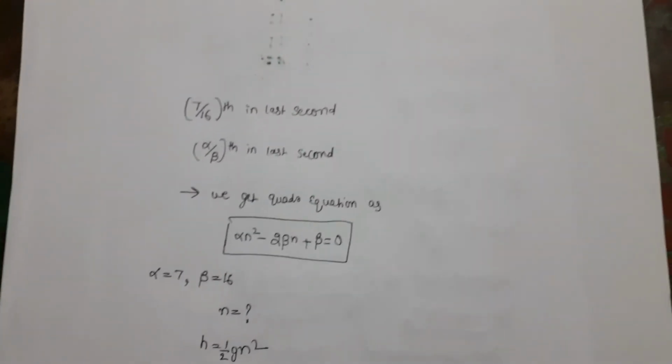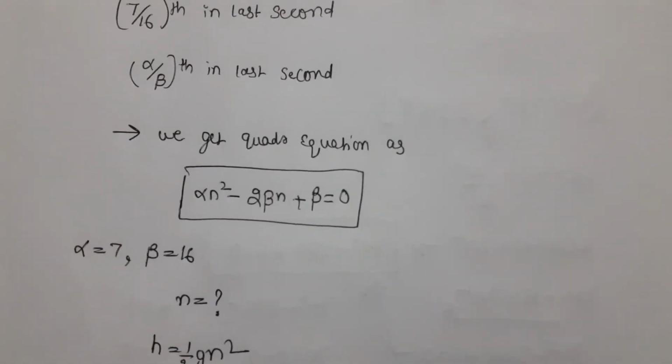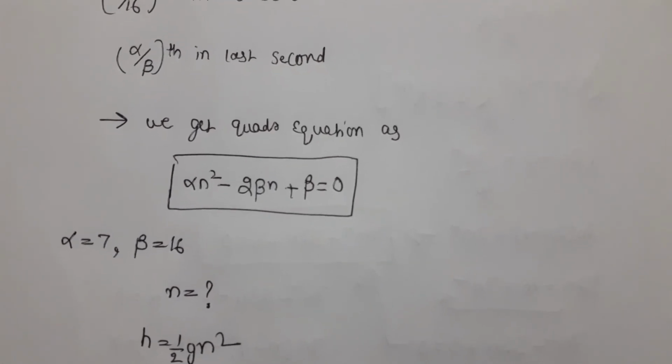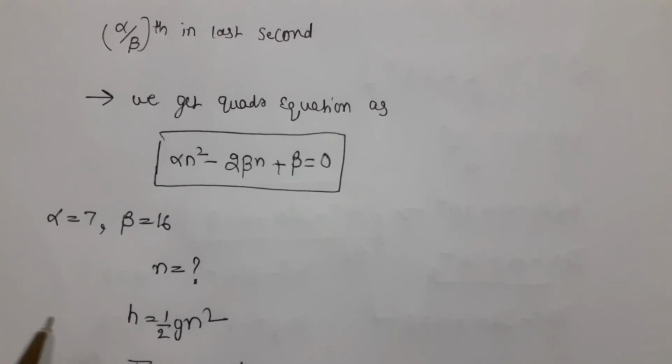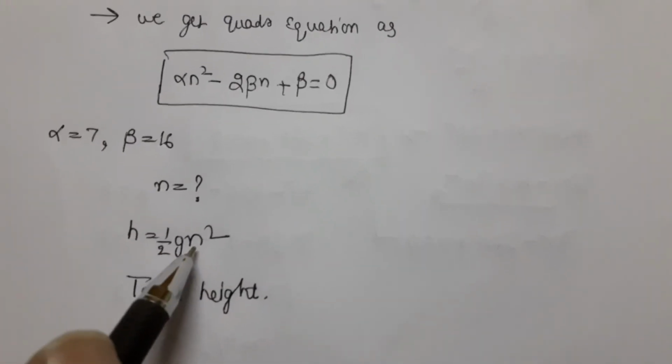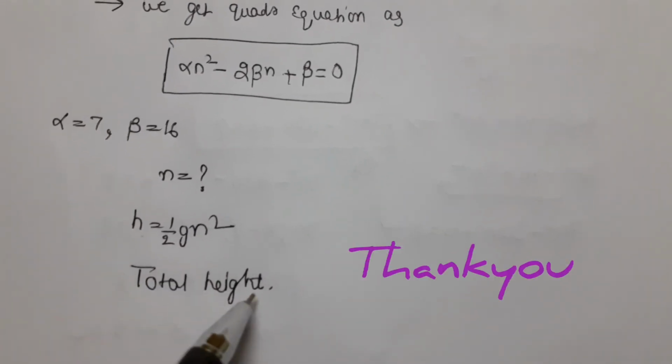Okay. Hope you got this. Just try to remember this quadratic equation, alpha n square minus 2 beta n plus beta is equal to 0. Then you will get the value of n, and there you substitute that n value in this h, you will get the total height.